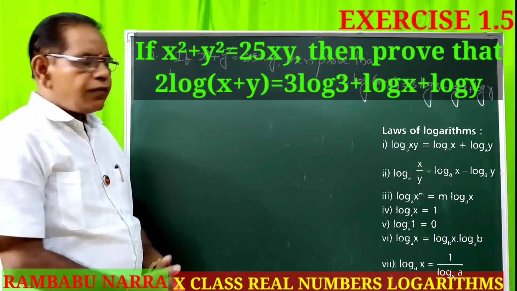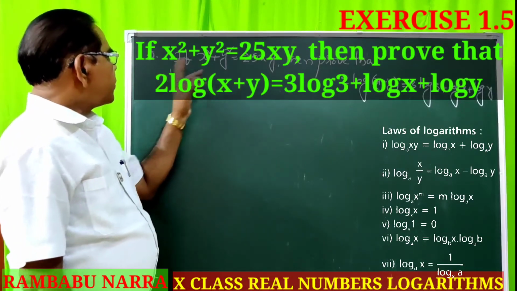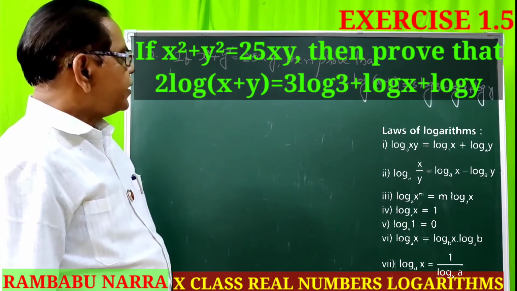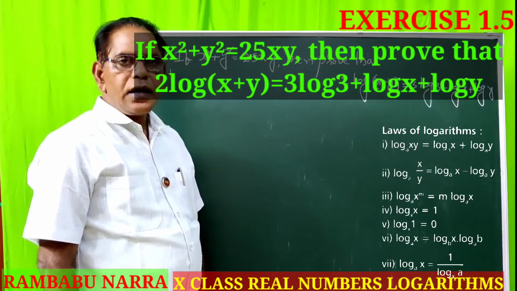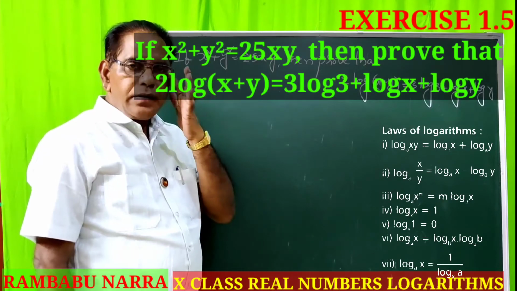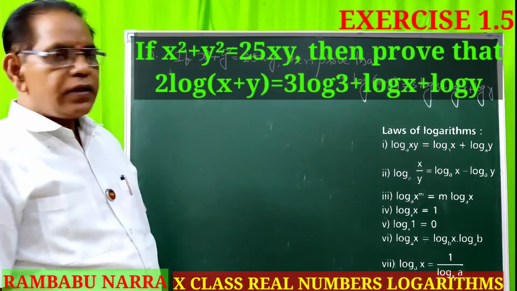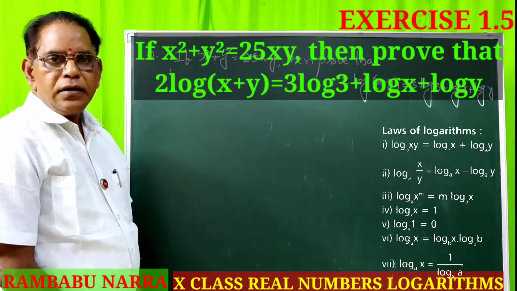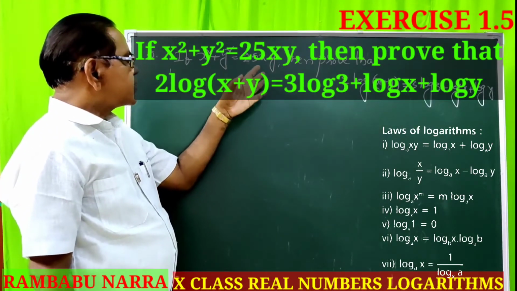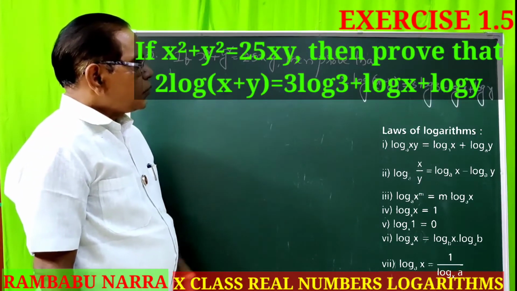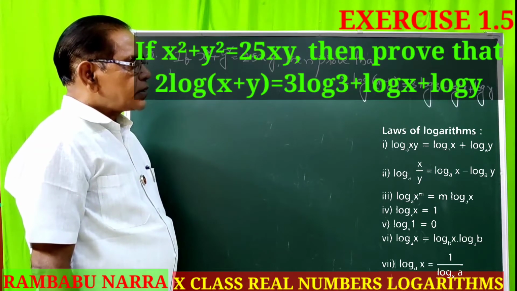Next we have to solve the fifth problem in exercise 1.5. If x square plus y square equals 25xy, then prove that 2 log (x plus y) equals 3 log 3 plus log x plus log y. This is very important. Every time it is asked for 4 marks. The 5th, 6th, 7th and 8th problems are very important in this exercise.